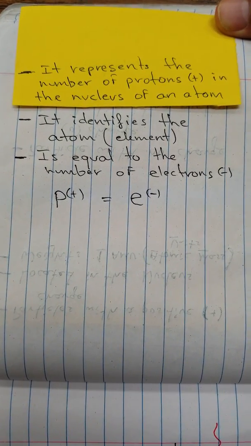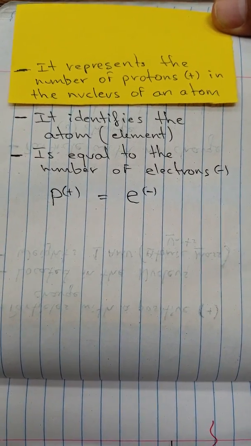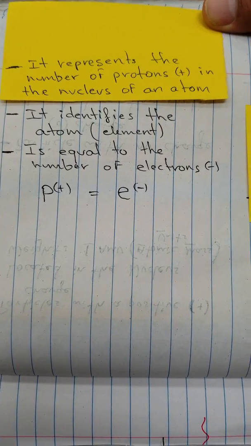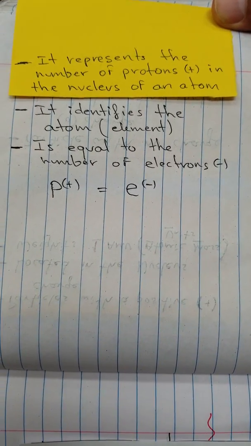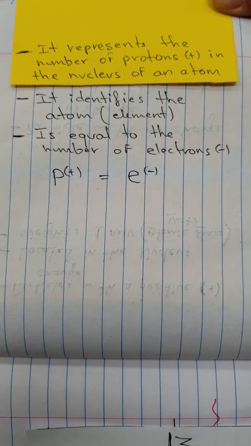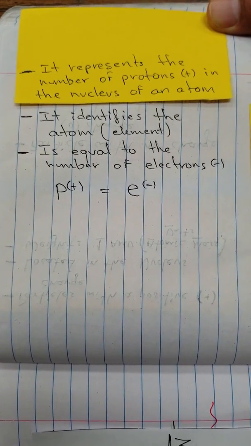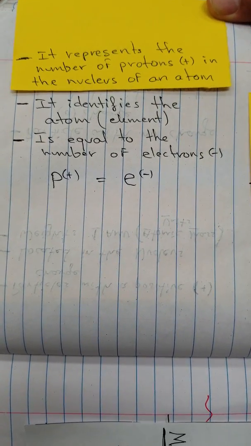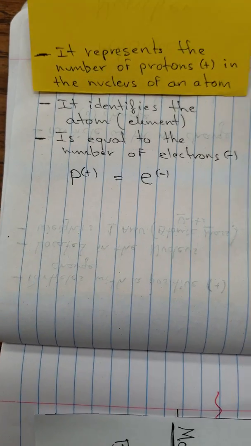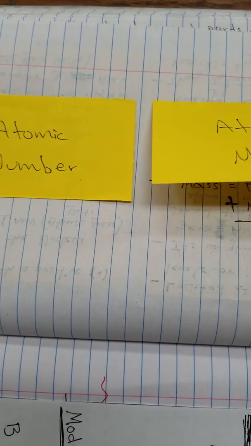It's equal to the number of electrons, and the number of protons is supposed to be equal to the number of electrons also. So for example, if an atom has 10 protons, it should have 10 electrons also if it's balanced. That's why P equals E, or protons equals electrons.